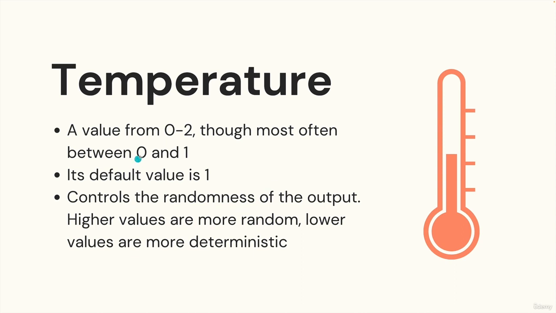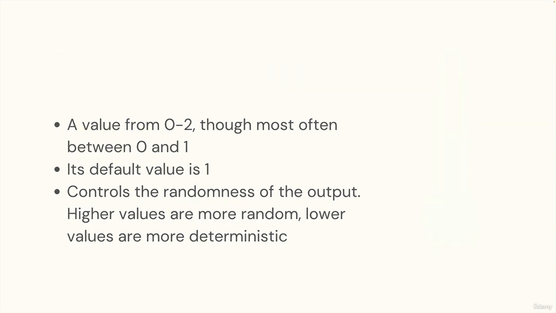So a lower value like 0 is more deterministic, meaning you're more likely to get the same answer over and over and over for the same input. And a higher value, like 1, or even something between 1 and 2, which is probably higher than you want to go, increases that randomness.